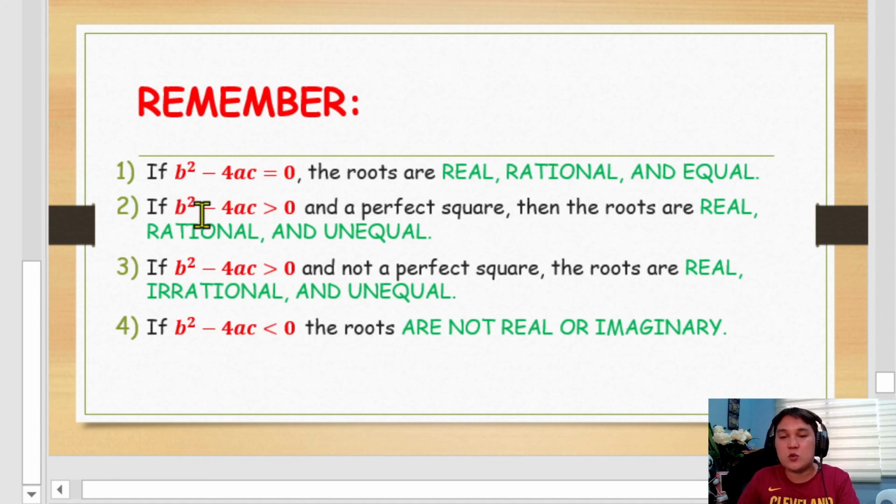These are important things that we need to remember about the nature of the roots of quadratic equations. Number 1. If b squared minus 4ac is equal to 0, the roots are real, rational, and equal. Number 2. If b squared minus 4ac is greater than 0 and a perfect square, then the roots are real, rational, and unequal. Number 3. If b squared minus 4ac is greater than 0 and not a perfect square, the roots are real, irrational, and unequal. Number 4. If b squared minus 4ac is less than 0, the roots are not real or imaginary.